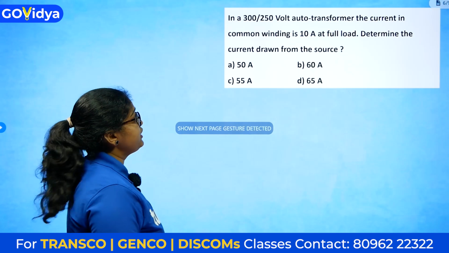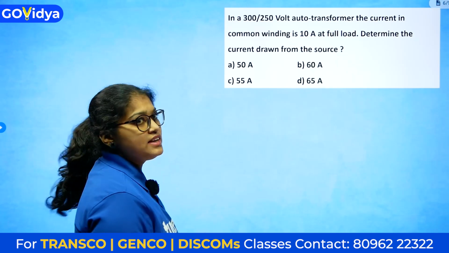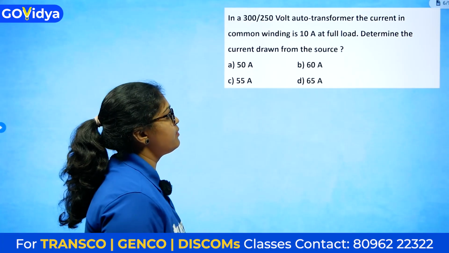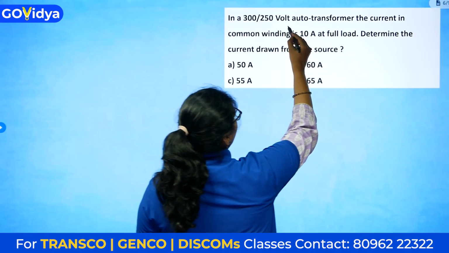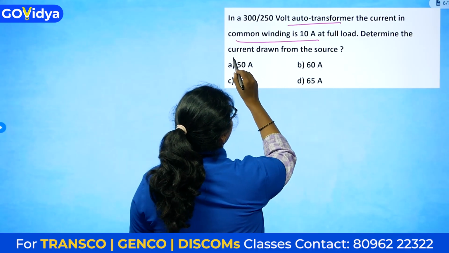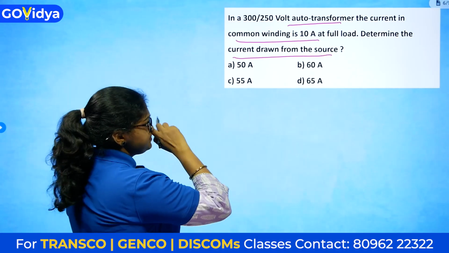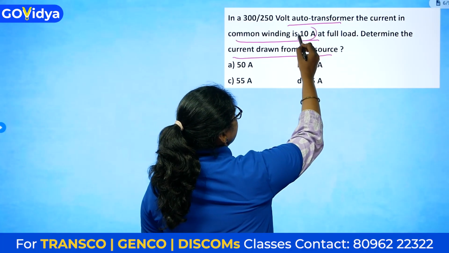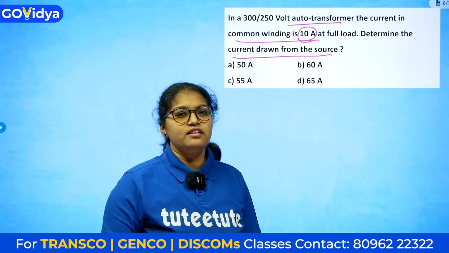In a 300 by 250 volt auto transformer, the current in the common winding is 10 amperes at full load. Determine the current drawn from the source. So they have given an auto transformer. The common winding current is 10 amperes, and we have to calculate the current drawn from the source. In an auto transformer, this 10 amperes will be shared by both the primary and the secondary winding.